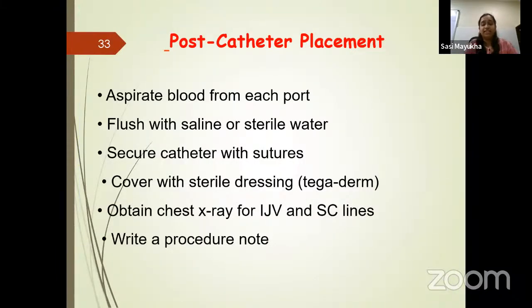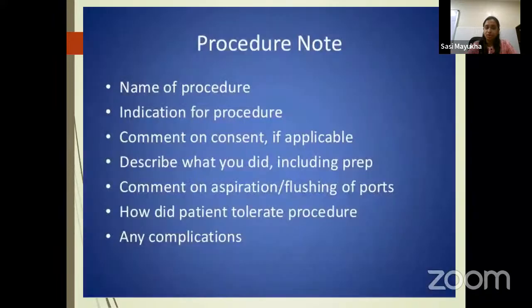So after we have placed the catheter, what are the post-catheter placement steps to be done? Aspirate blood from each port and check. Flush with saline or sterile water and do not use heparin. Secure the catheter with sutures. Cover with sterile dressing. Obtain a chest X-ray for IJV and subclavian lines and write a procedure note. So always remember, after placing all these, the procedure note and documentation are very important. The name of the procedure, indication, and how many pricks you have done should also be mentioned.